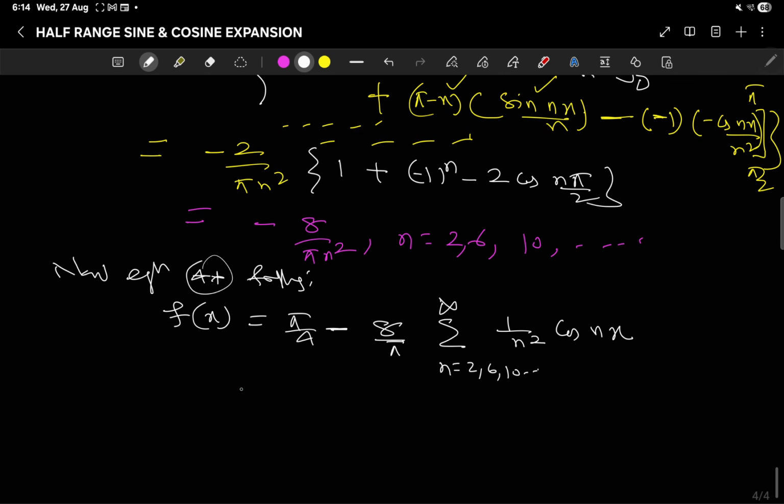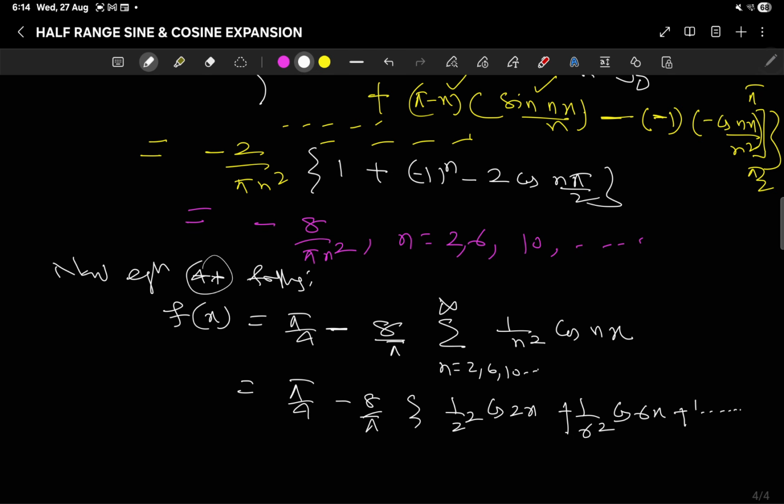If you split it, it will give you pi by 4 minus 8 by pi, it is 1 by 2 square cos 2x minus 1 by 6 square cos 6x, minus we have taken common, so it will be plus. Then next will be here, continue in this way. For n is equal to 10, it is 1 by 10 square cos 10x plus and so on. So which is the desired answer, right?